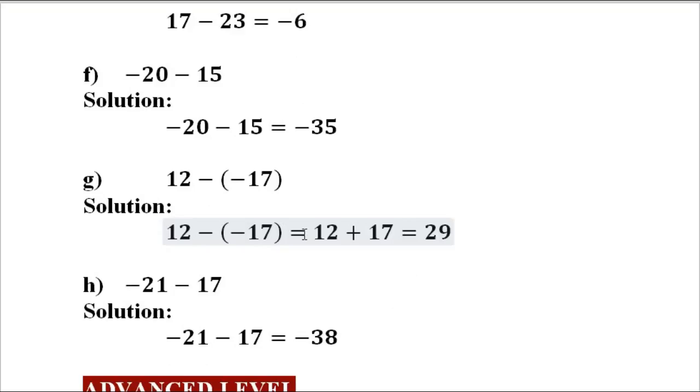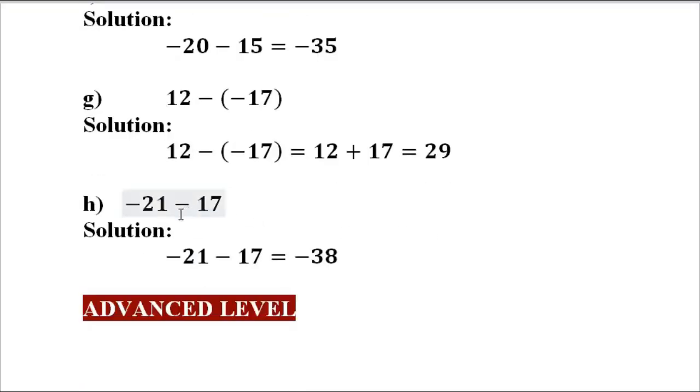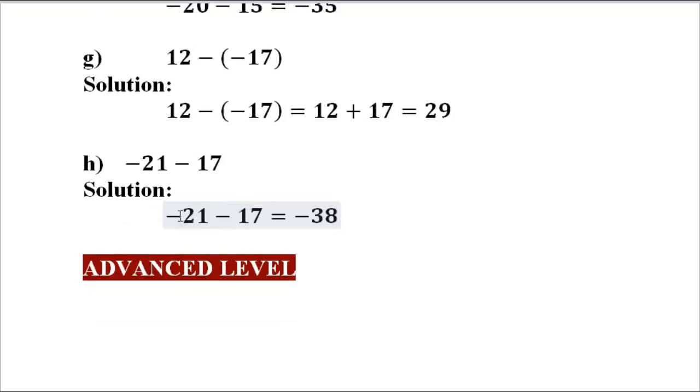The seventh part of the question is 12 subtract negative 17. Since the negative of a negative is a positive, the statement simplifies to 12 plus 17. Now both numbers have a positive sign, so simply add them together to get positive 29. The eighth part of the question is negative 21 subtract 17. Both numbers have a negative sign, so add their absolute values. The result 38 will have a negative sign.